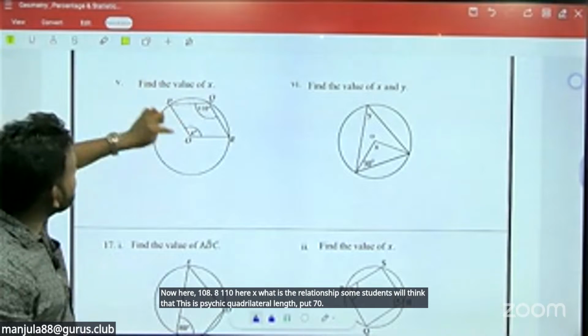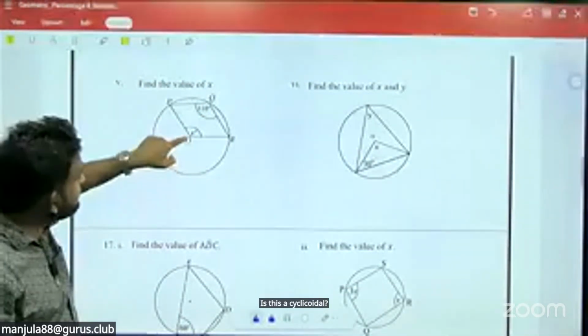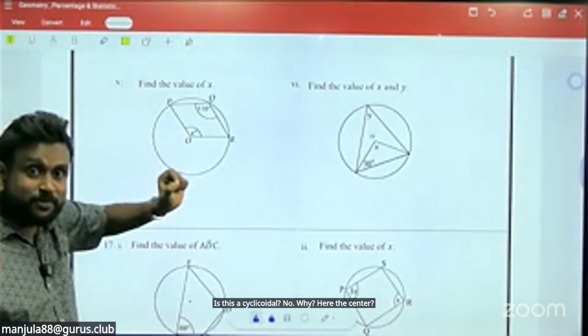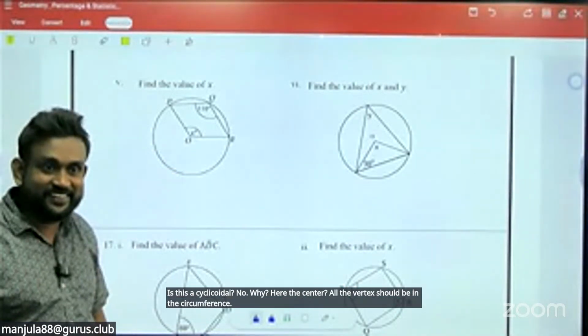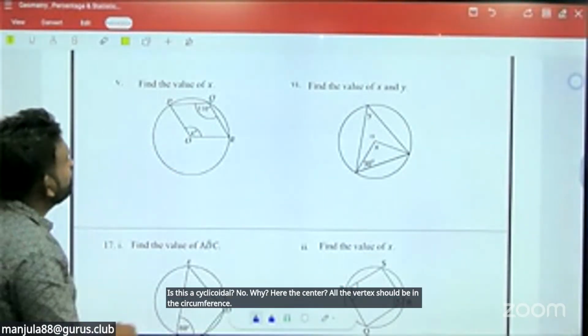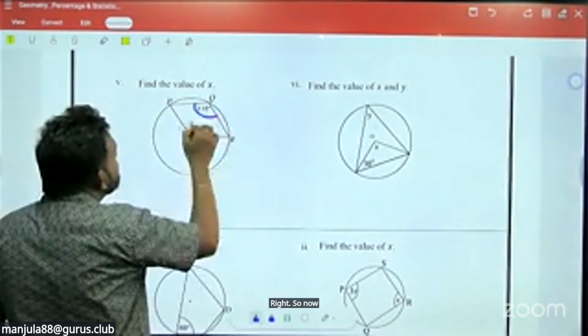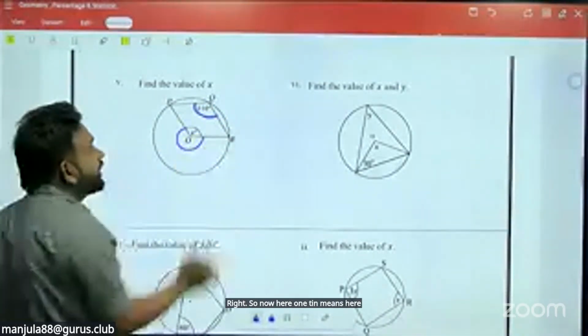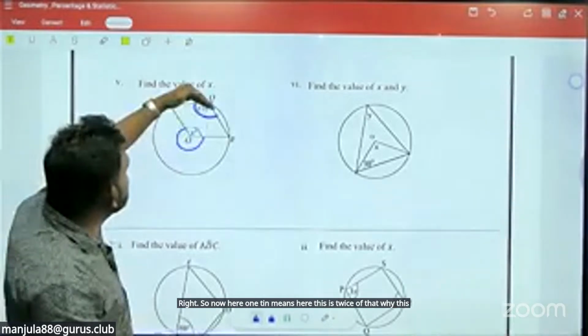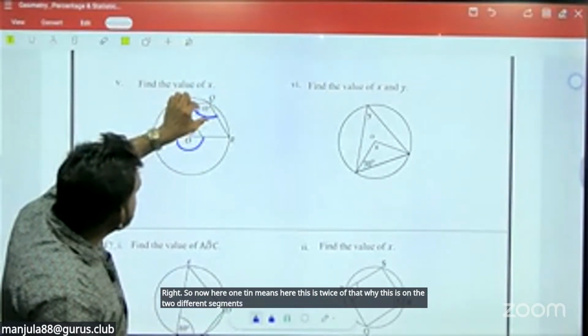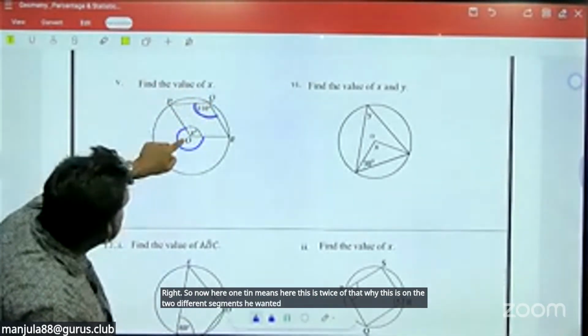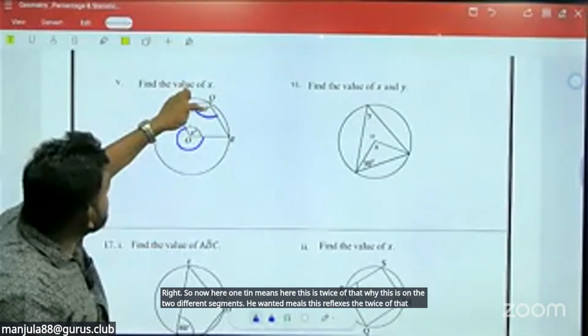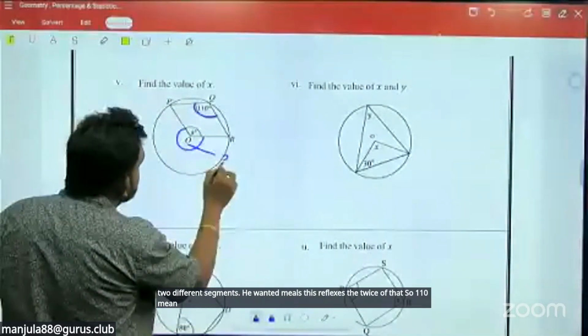Is this a cyclic quadrilateral? No. Why? Here is the center. All the vertices should be on the circumference. Right. So now here 110, this is twice of that. Why? This is on two different segments. Here 110 means this reflex is twice of that. So 110 means reflex is 220.